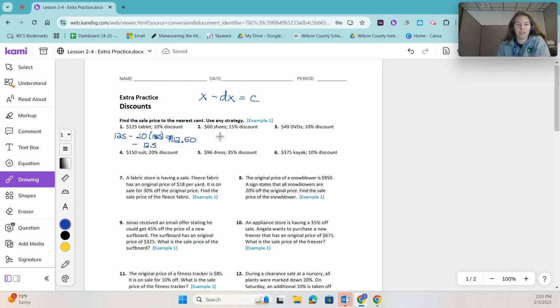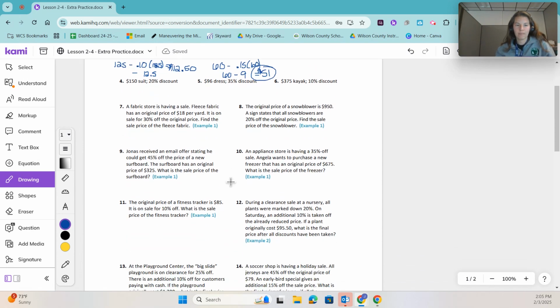Do the same thing here for number 2, for the shoes. So we have $60 minus 15% of that same $60. That's going to give you $9. So you are paying $9 less than the original. So your price is $51. Several more just like that you can try.